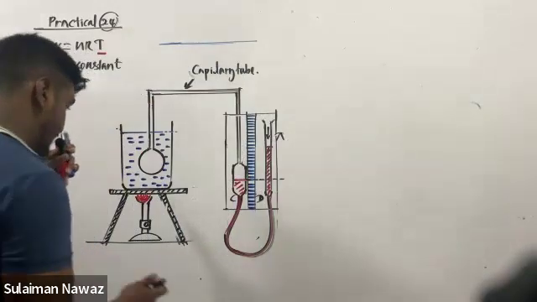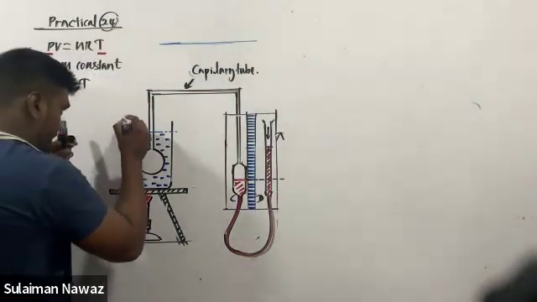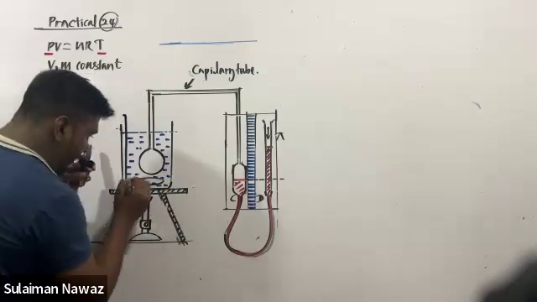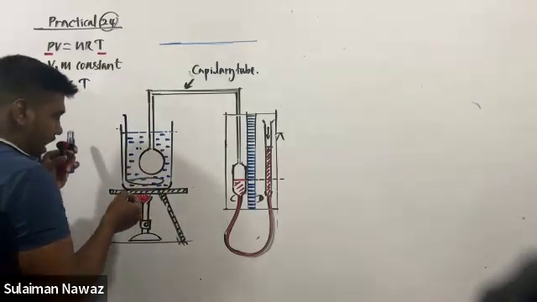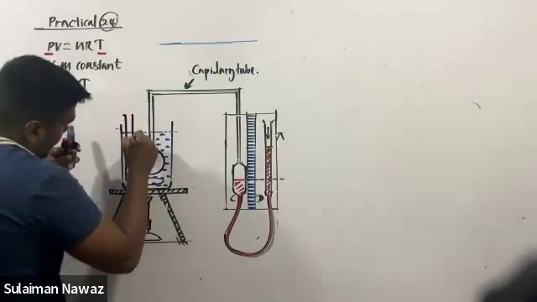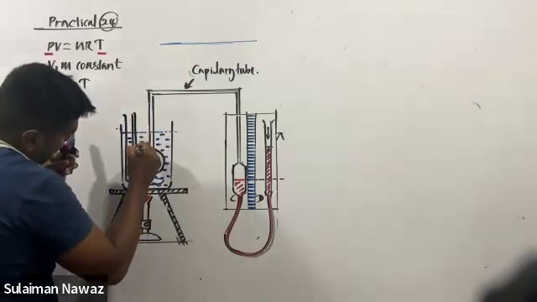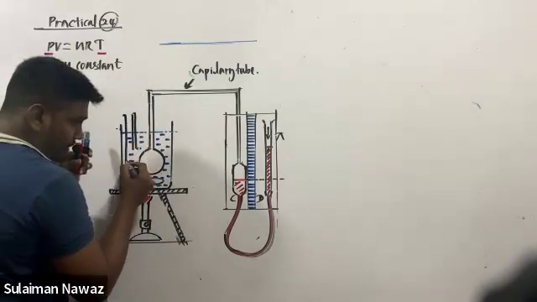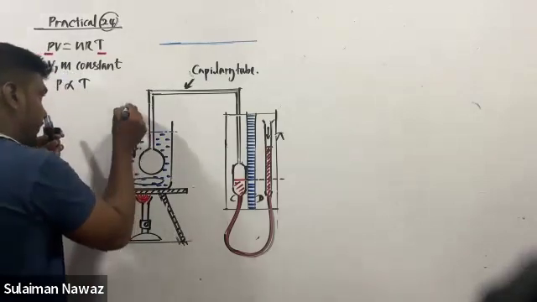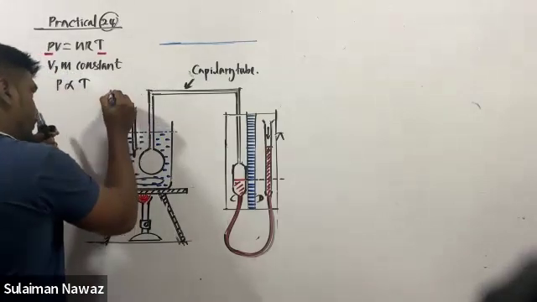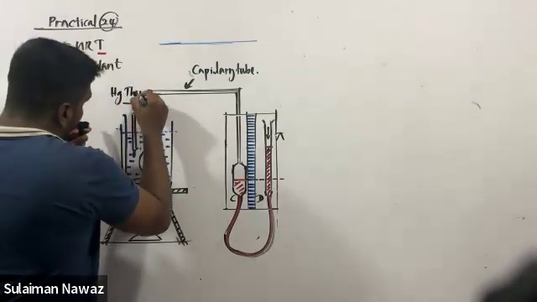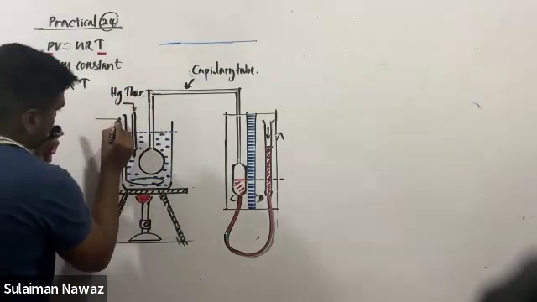Now there is a stirrer. We use a stirrer to mix the water. And there is a thermometer as well, a mercury thermometer. So you also mark the mercury thermometer. This one is the stirrer.